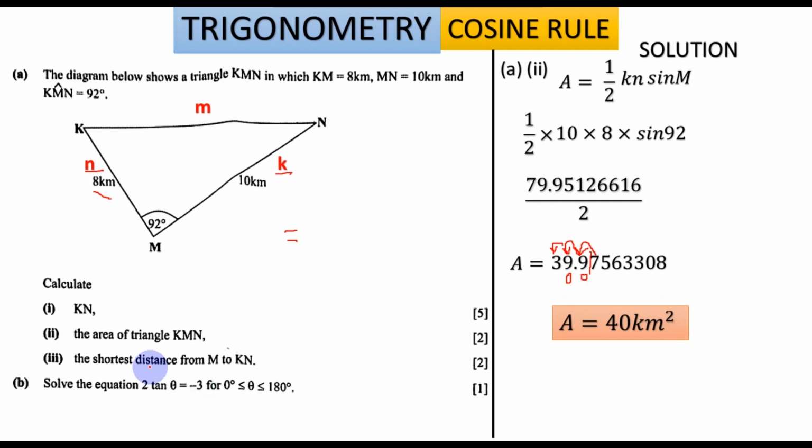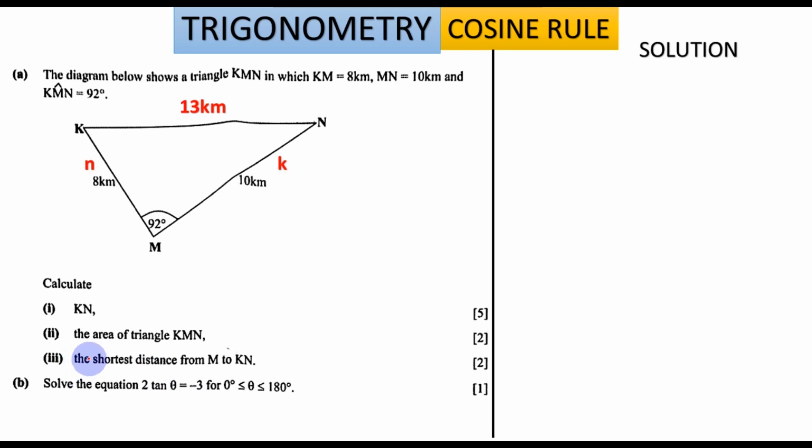Let us now find the third question, that is shortest distance. How do you find the shortest distance? All right, in a simpler way, I'm going to give you an already simplified formula to calculate shortest distance. So shortest distance will be given by 2 times A over B. All right, shortest distance from M to Kn. All right, this is the distance we are trying to calculate.